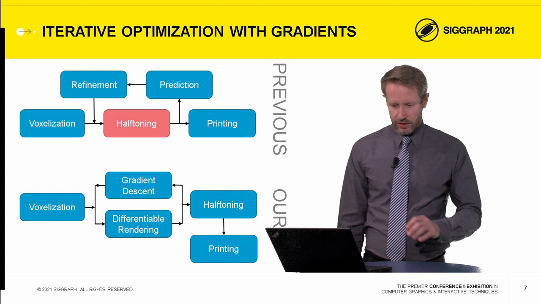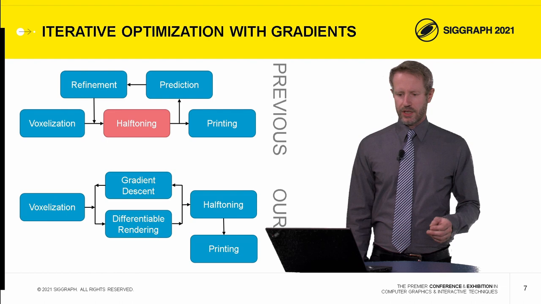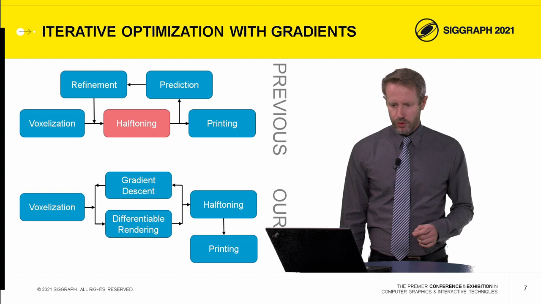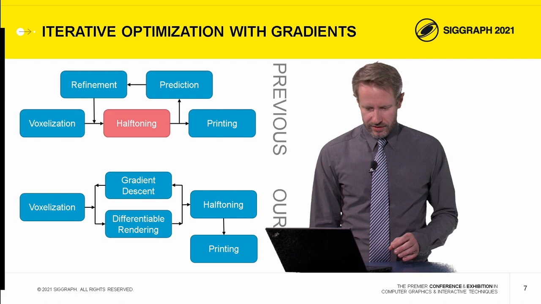So we can apply gradient-based optimization to solve it. And for this, we also need derivatives for the prediction step of the pipeline. We get them by applying a technique called differentiable rendering, where recent advances made large parameter sets computationally feasible.